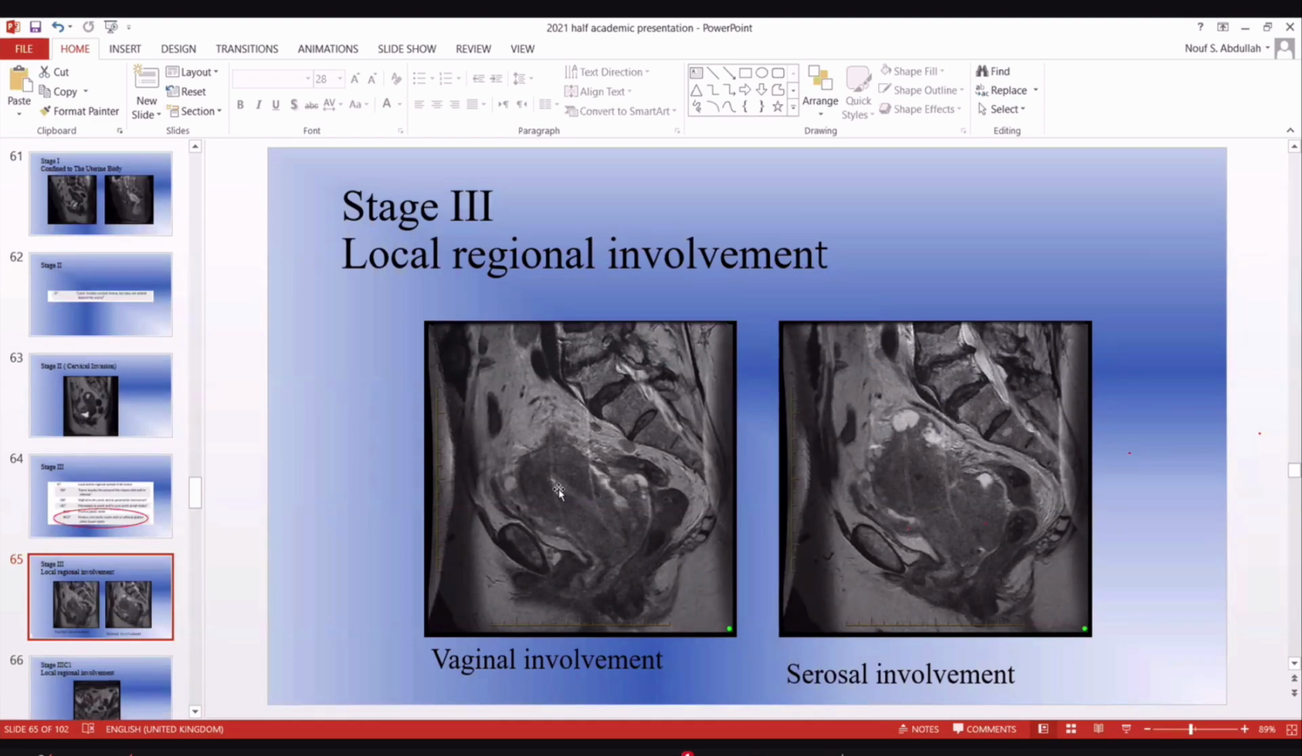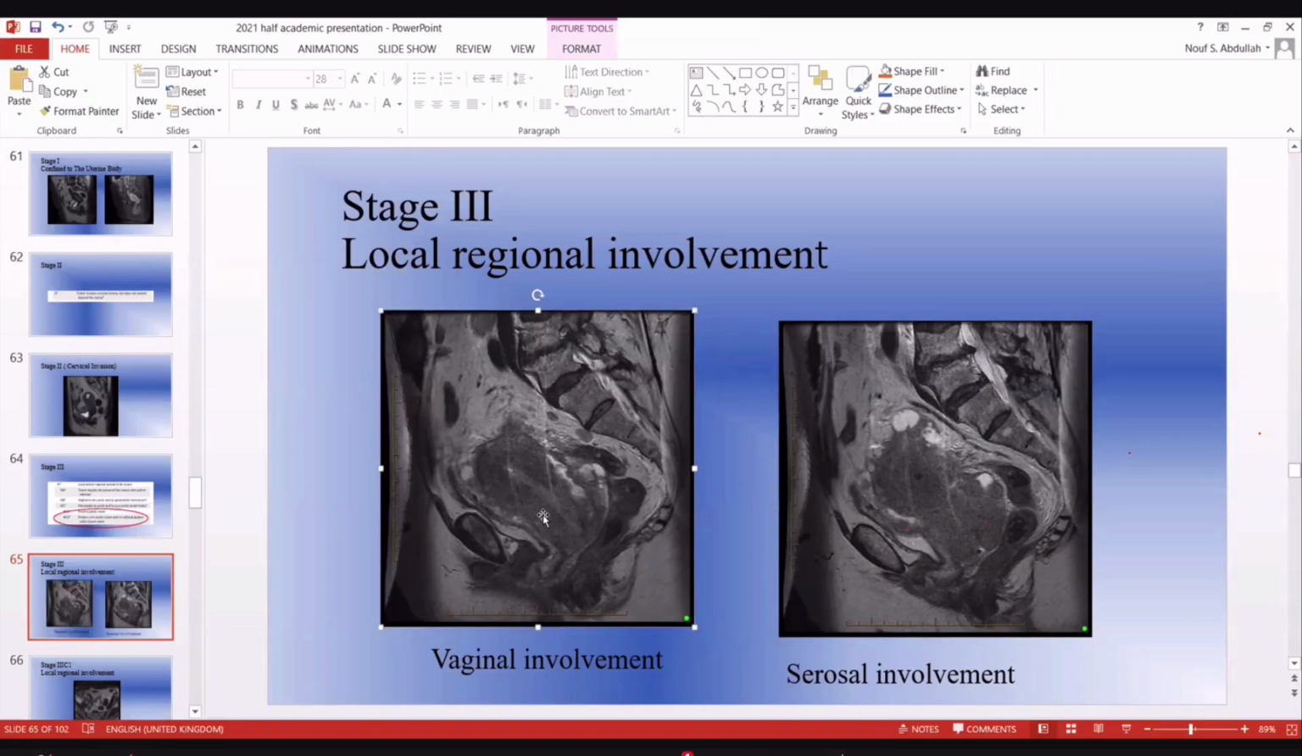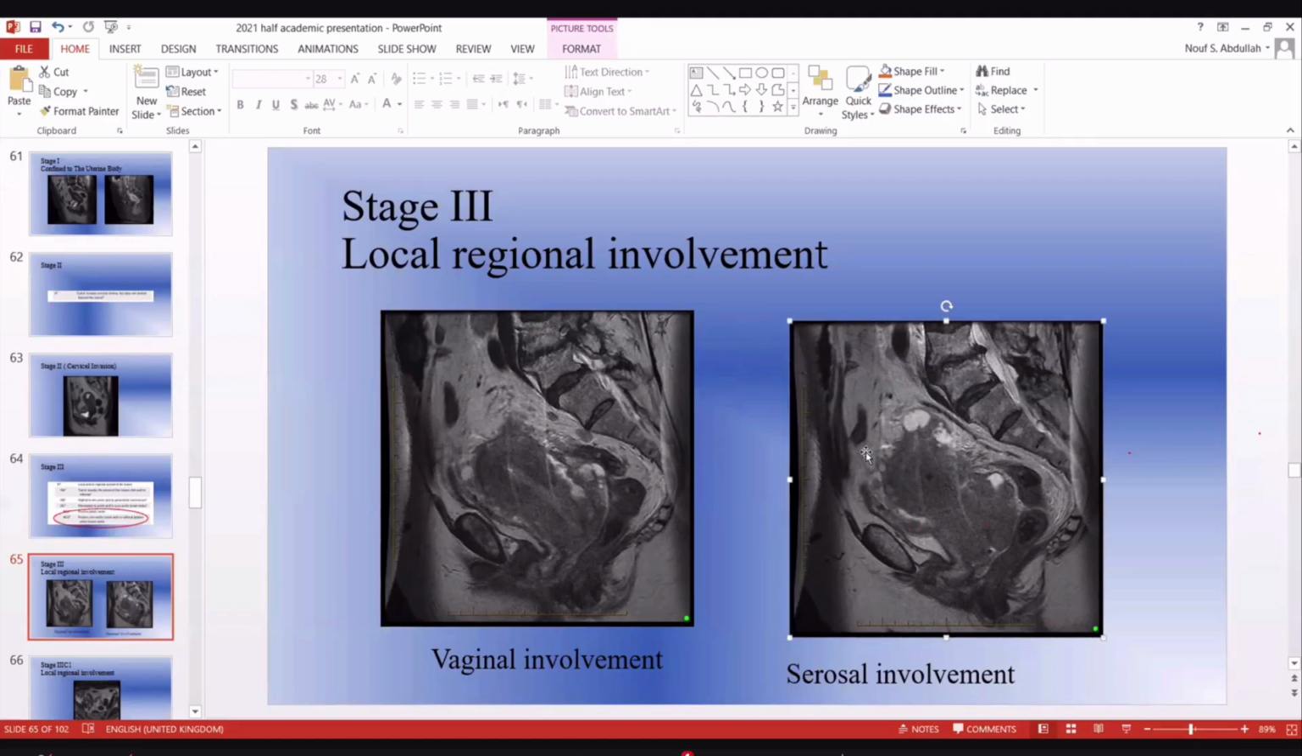So you see that endometrial cavity completely replaced by intermediate signal intensity. It is invading into the cervix. It is invading into the vagina. You see irregular shaggy appearance of the outer serosal surface of the uterus, suggestive of serosal involvement. So this is in keeping with stage 3 endometrial cancer. You might question why this is not cervical. I agree with you. Sometimes it is very difficult. The involvement can be predominantly cervix or uterine.